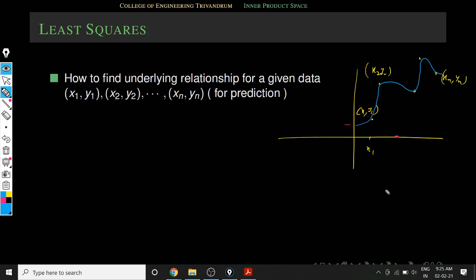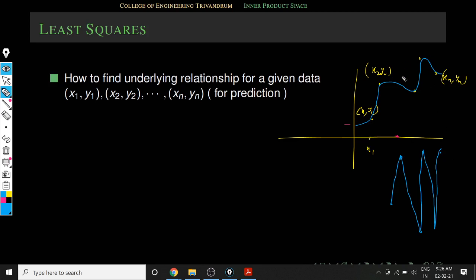For example, suppose the data points are like this. Then if you try to fit an exact curve, the curve is like this. It's a highly fluctuating curve, so most probably the error is high for prediction. This type of fitting is good for the given data, with zero error on the given data, but in the prediction the error is very high. So we are trying to find a moderate fit.